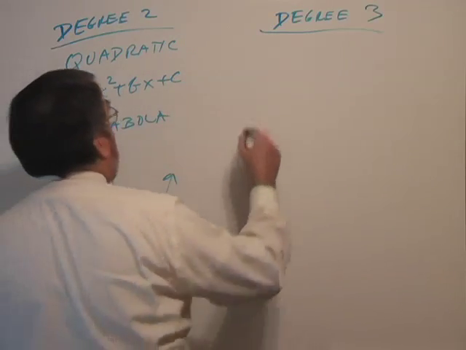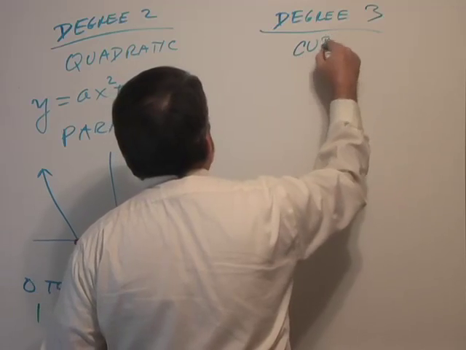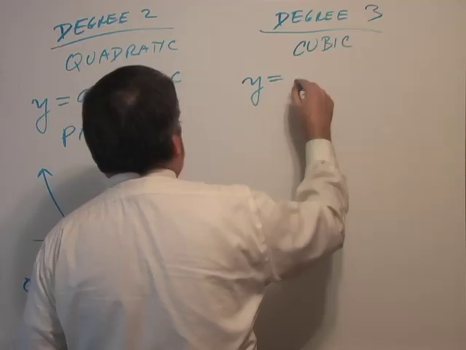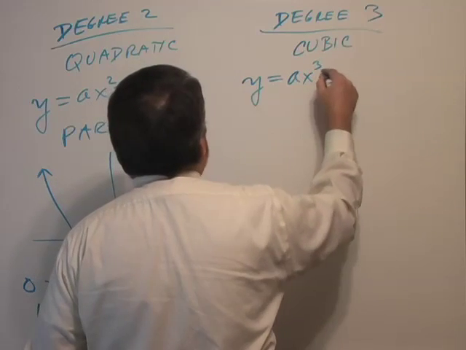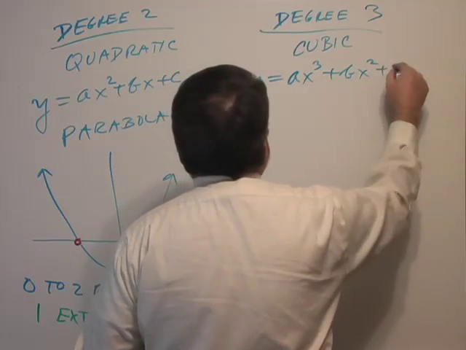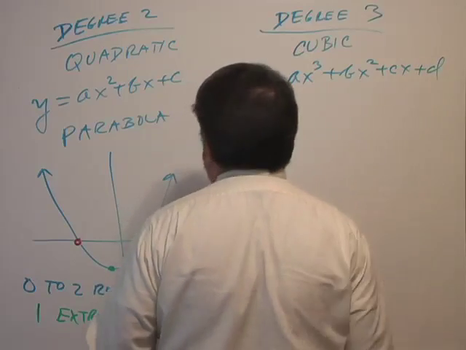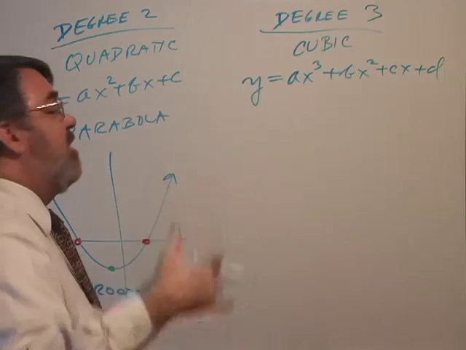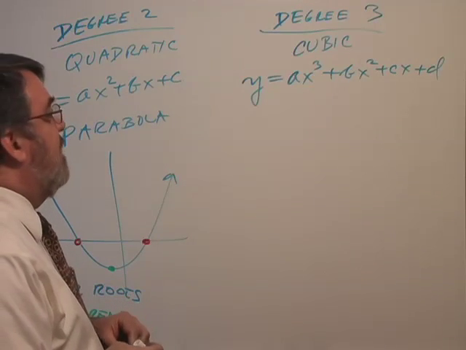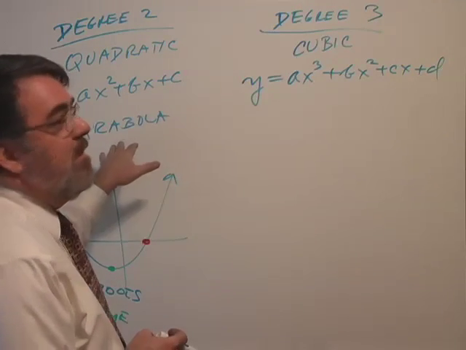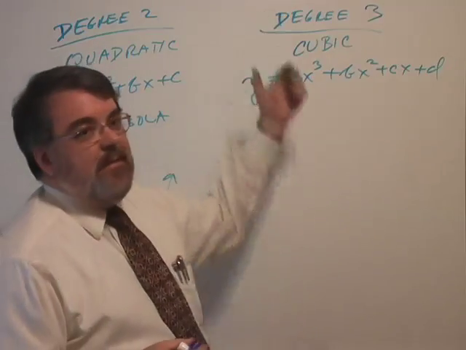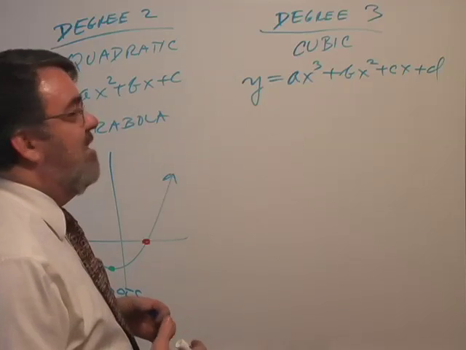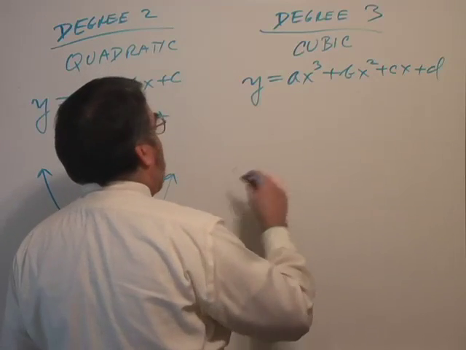All right, so a degree 3 equation is called a cubic polynomial. It has the form y equals ax to the third power plus bx squared plus cx plus d. And its name is cubic. The shape is called cubic also. So from here on out, the name of the shape is the same as the name of the function. Cubic, quartic, quintic, those are the kind of words we're going to run into.